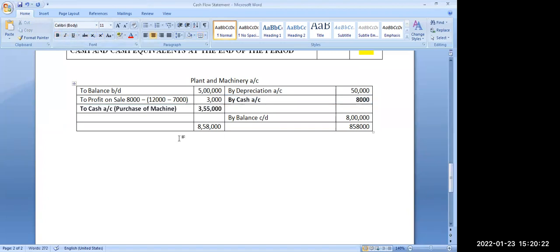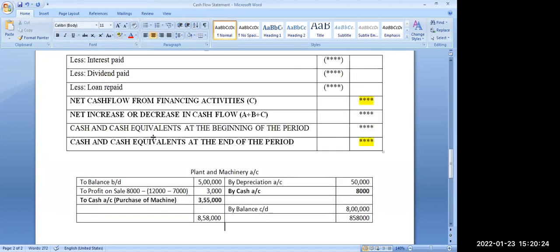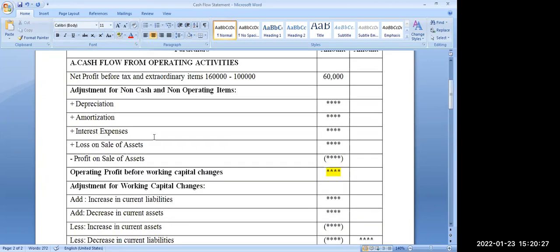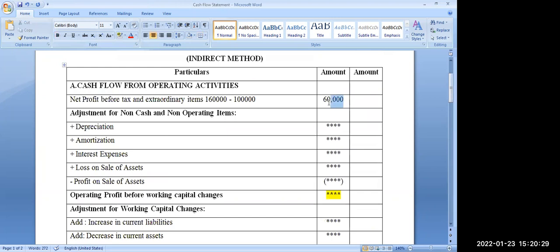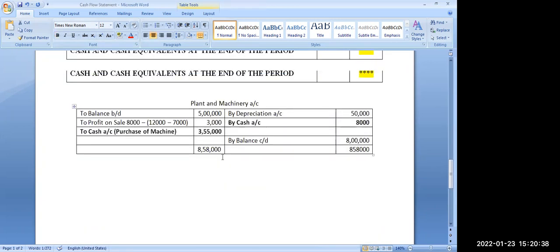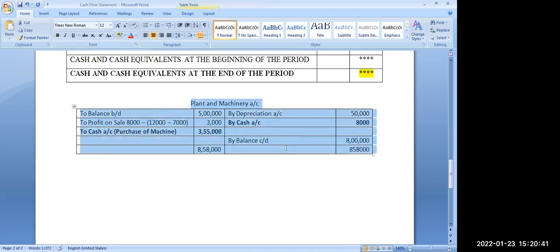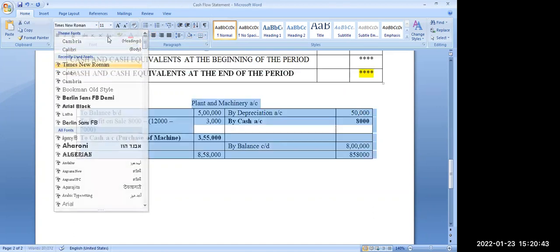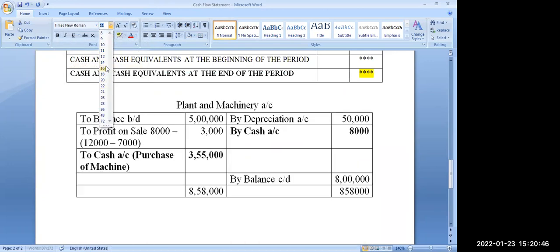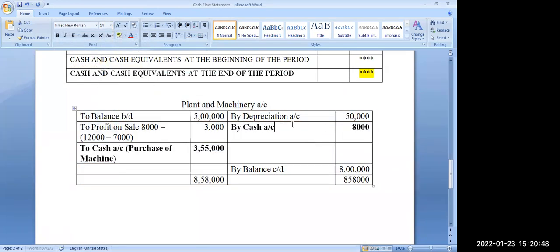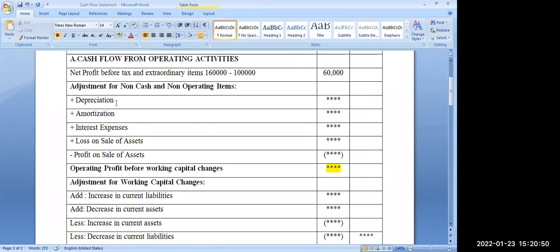Now let us go to the cash flow statement. We already started with it. 60,000 was the starting amount. Now depreciation. How much depreciation was charged in total? It is given in the question. What is the amount of depreciation? 50,000. So this 50,000 will come here. Depreciation is 50,000.